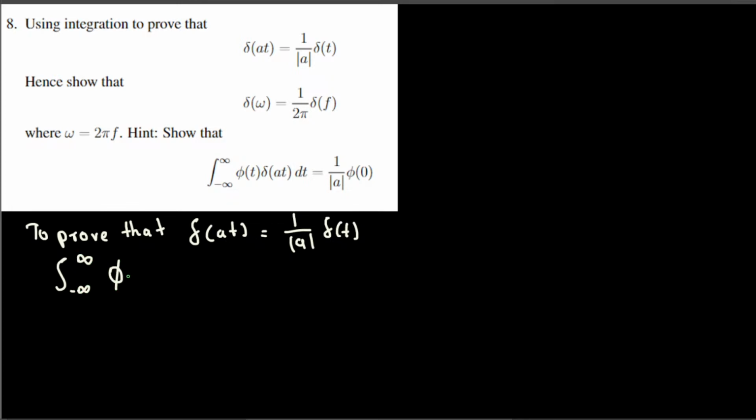Delta of at. We want to prove that delta of at is equal to 1 over absolute value of a, delta of t. We have to start by considering this equation. This is given by the integration from negative infinity to infinity of phi of t, delta of at, dt.